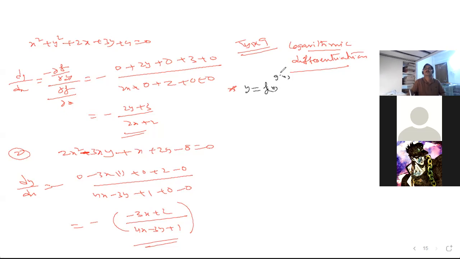For f of x to the power of g of x, dy by dx is equal to f of x to the power of g of x, times g of x f dash x by f of x, plus g dash x log f of x. If a question is given, you should be able to do it easily.